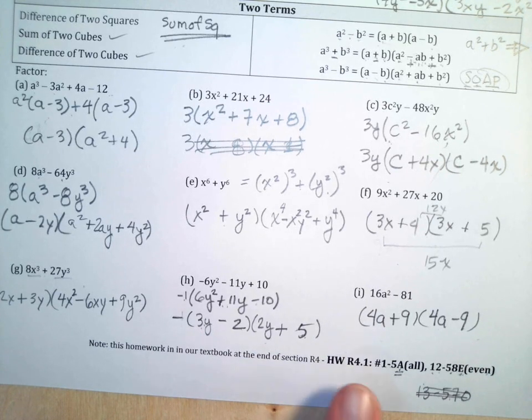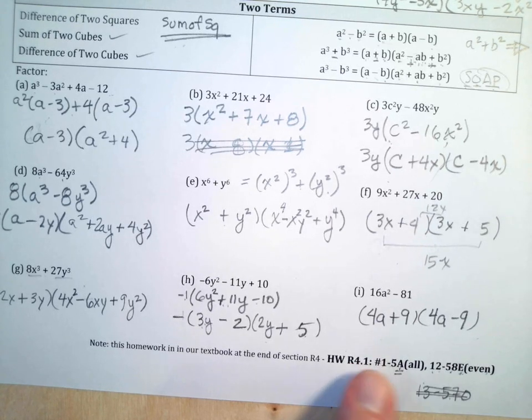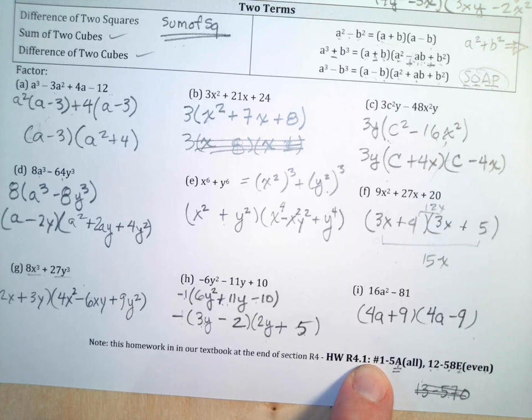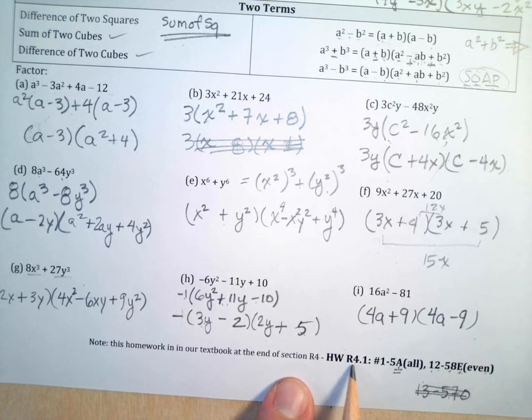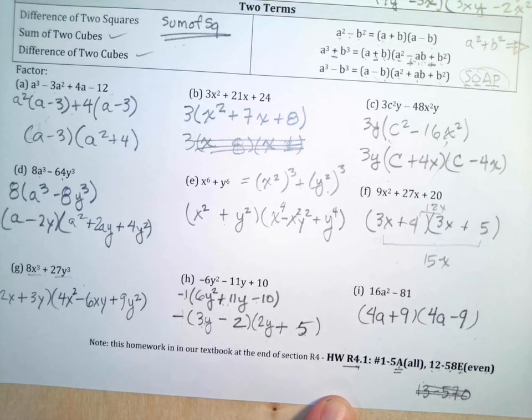And it's in the book. So make sure you go to the end of section R4. Remember, there's no R4.1 in our book. That just means, it's my notation to mean the first part of R4. So go look at R4 and find the homework at the end of that section.